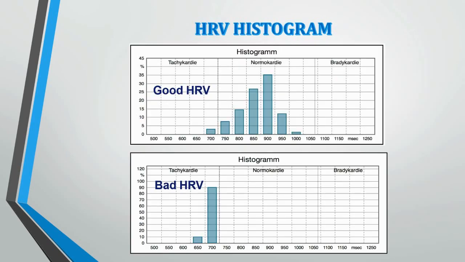You can also look at heart rate variability in a so-called histogram that you see here, and you want to see a bell curve as you see in the top graph, which means it's a very good heart rate variability. On the bottom picture you can see how a bad heart rate variability looks like in a histogram.